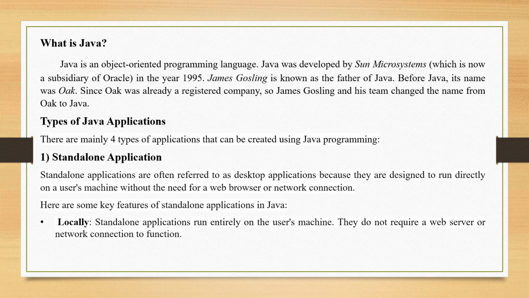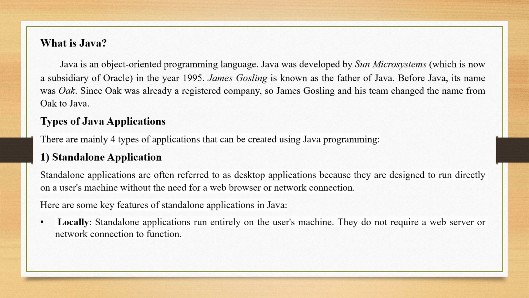There are four types of applications that can be created using Java programming. First one, standalone application. Second one, web application. Third one, enterprise application. And fourth one, mobile application. First, we will see what is a standalone application.